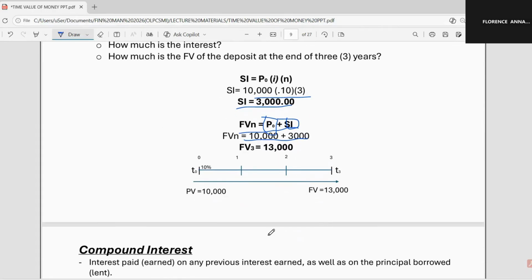Okay, so if we will plot that in a timeline, dito yung time 0, wherein you invested 10,000 pesos for 3 years, and the value of your money invested at the end of 3 years is 13,000 at 10% interest rate based sa yung principal. Okay?